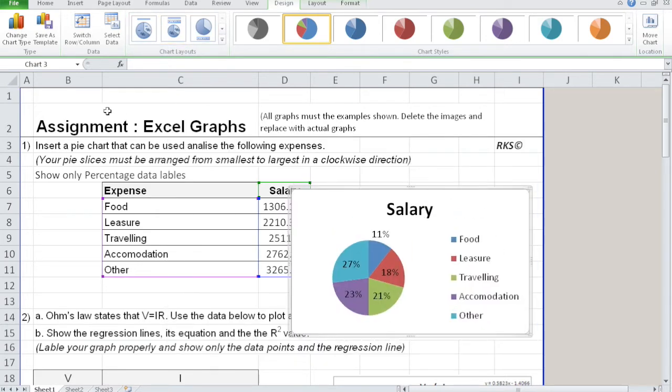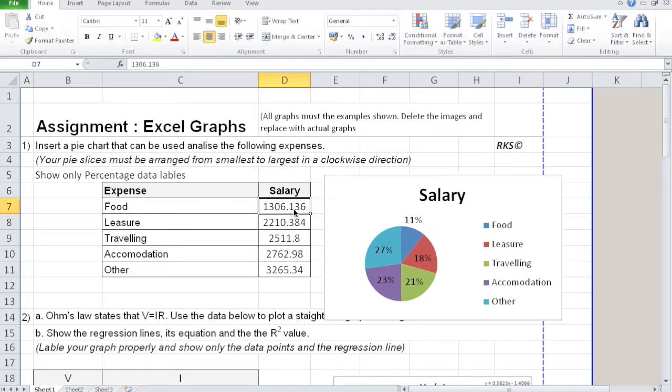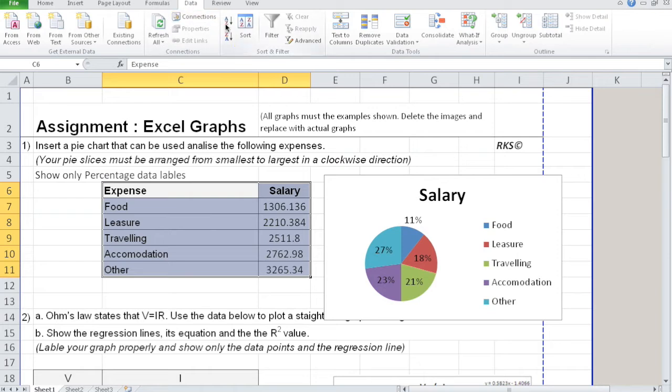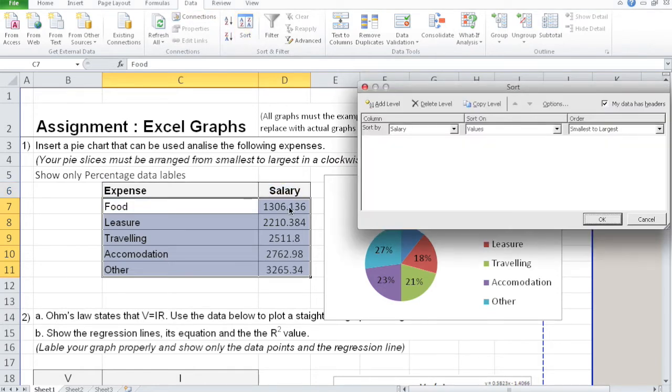I said the pie slices must be arranged from the smallest to the largest. What you do is you sort the data, not the graphs. You highlight this, and then you go to data, sort, then you can sort by salary, isn't it? Sort by salary from largest to smallest.